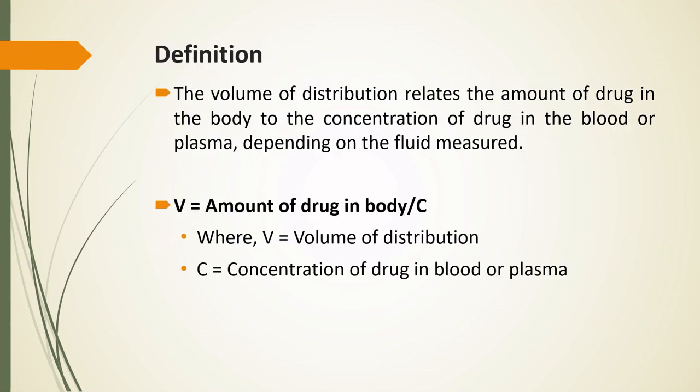Now the definition for the volume of distribution basically states that it relates the amount of drug in the body to the concentration of drug in the blood or the plasma, depending on the fluid that we are measuring. So if we denote the volume of distribution by V, then the amount of drug in the body divided by the concentration of drug in the blood or plasma is going to give you the volume of distribution.